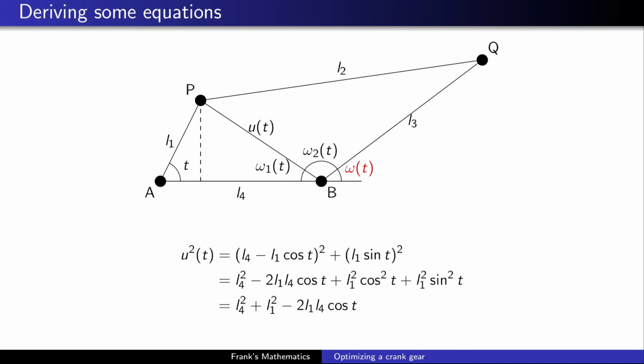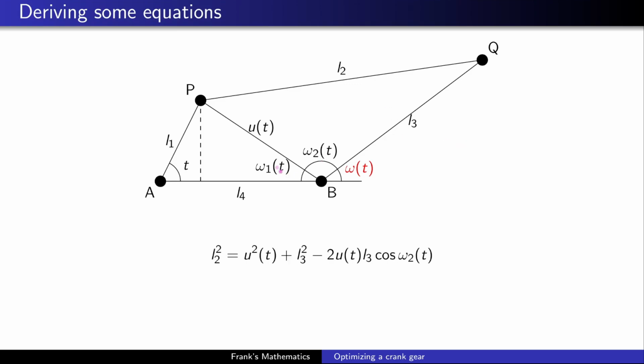To get a formulation for omega 2, we start by using the Pythagorean theorem for U of T. So U squared of T, which is just this length, is by the Pythagorean theorem just this length here, which we just computed as L4 minus L1 times cosine T, to the power of 2, plus this length here, which is just L1 sine T to the power of 2. Now do some multiplication, and you will see that we end up with the expression that U squared of T is just L4 to the power of 2 plus L1 to the power of 2 minus 2 times L1 times L4 times cosine T. And this now will help us to determine a formulation for omega 2.